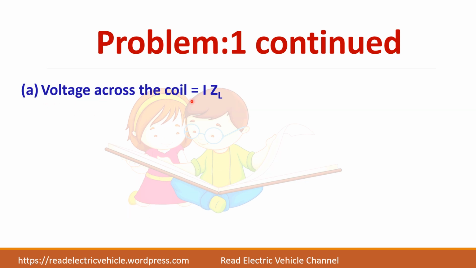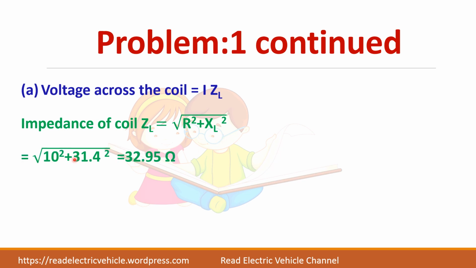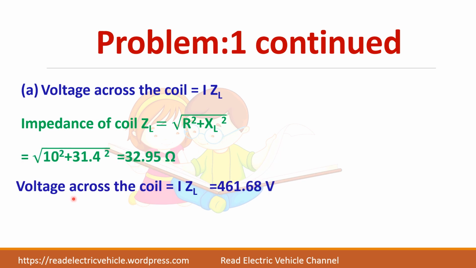The voltage across the coil. What is a coil? It is a combination of resistor and inductor. So I into ZL, that is the impedance of the coil. So we have to calculate this impedance, that is equal to root of R square plus XL square. So it comes around 32.95 ohms. So the voltage across the coil is equal to I into ZL, that is 461 volt.